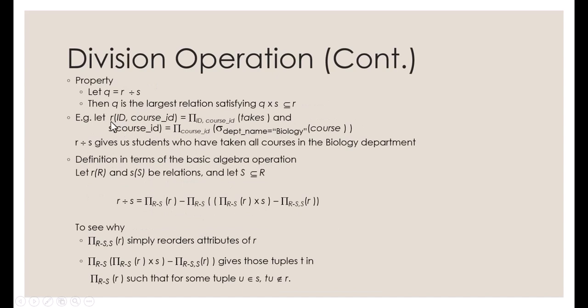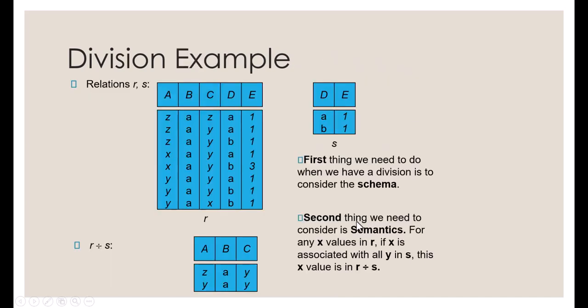Here we have R, takes, with ID and course ID. This will return the list of all the courses that this person has taken. And then this one is going to be course where department name is biology. This will return the list of all the courses in the biology department. So R divided by S will give us students who have taken all the courses in the biology department. Let's take a look at an example here.